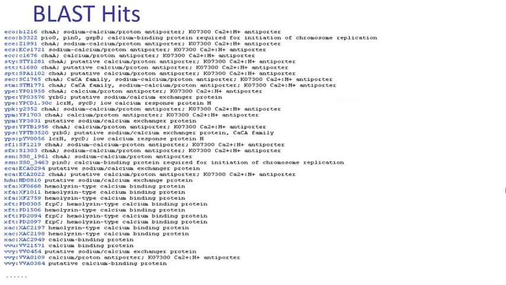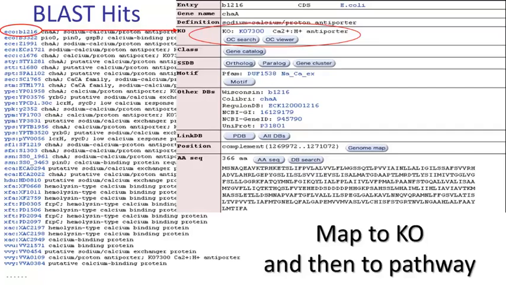Both genes in KEGG are linked to KOs, and the KOs are linked to pathways. By following the links from your query sequence to its BLAST hits in the KEGG genes, to KOs, to pathways, you can computationally annotate your query genes with its pathways.